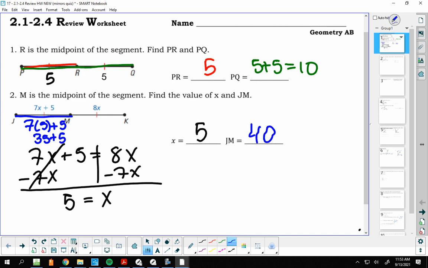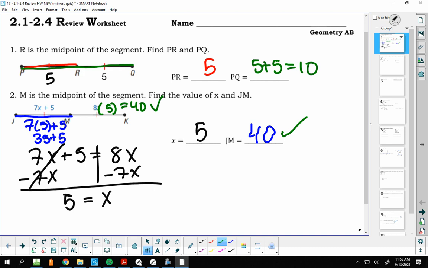Now, if you want to double, triple check your work, you could also plug in 5 for x over here, and we get 40. Does that half match this half? Good. It needs to, because they're congruent, right? So that just confirms we know we did it right. We got 40 and 40, which means our x value is correct.